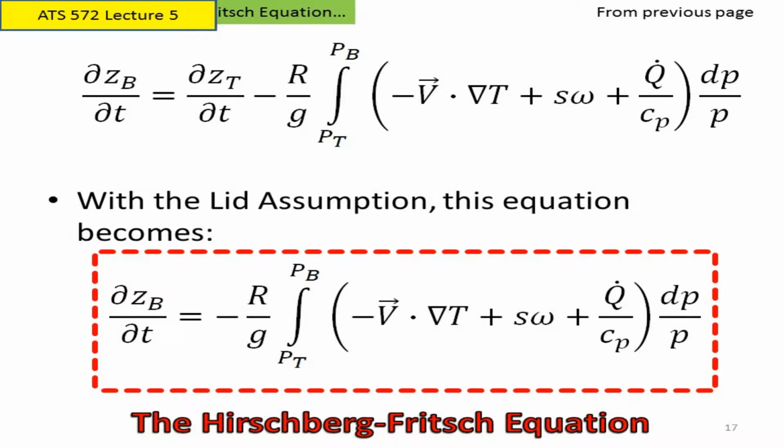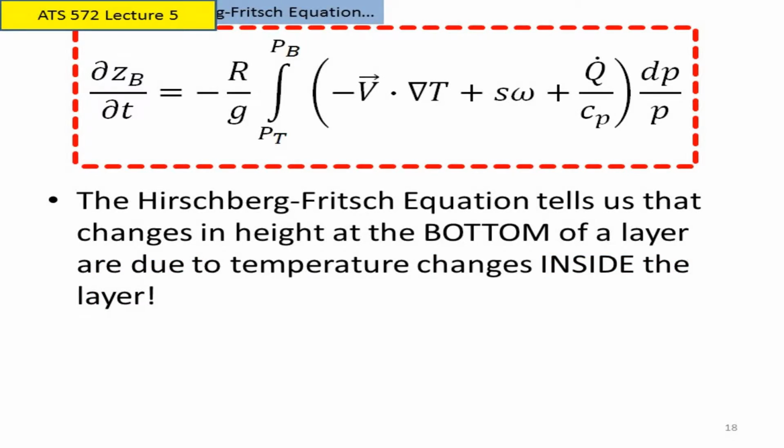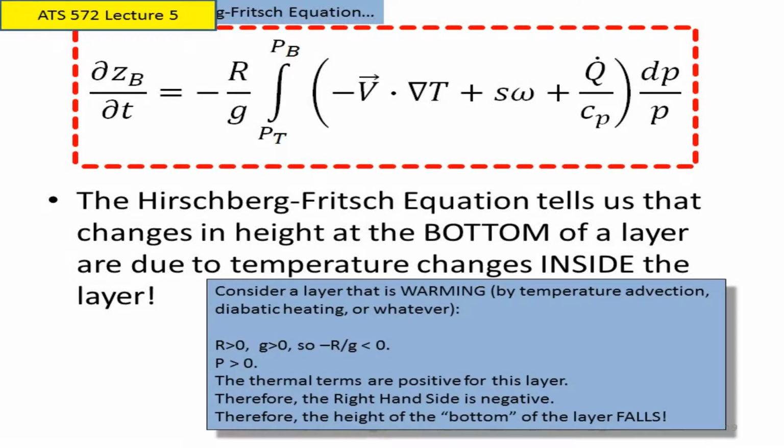And again, I wouldn't expect you on slide 17 here to be able to recognize or memorize the Hirschberg-Fritsch equation. But knowing what all these terms mean is important. The Hirschberg-Fritsch equation is fundamentally telling us here on slide 18 that the changes of the height of this level that we're calling the bottom of our layer are due to the temperature changes that are happening inside the layer. Notice that we are integrating from the top to the bottom of the layer things like temperature advection, diabatic heating, adiabatic heating, and so on.